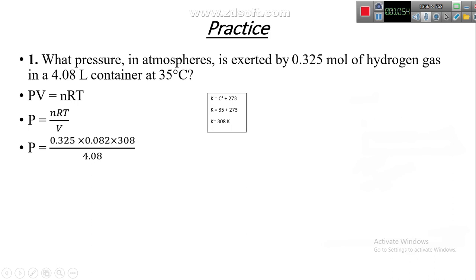So the final answer is pressure is equal to 0.01 atm. The pressure must be in atmospheric pressure. This depends on the atm, the unit in the ideal gas law.